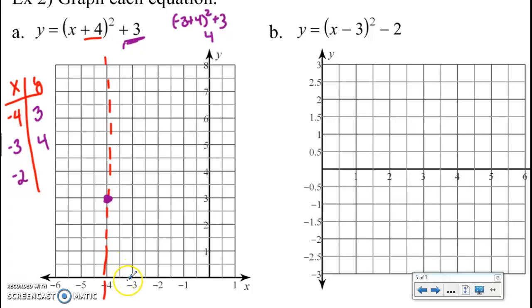Okay, type that in your calculator. Make sure you understand how I got that. Okay, then we're going to plug in -2. So (-2 plus 4) squared plus 3, that negative should be on the inside, gives me 7. Okay, now if I reflect those across the other direction, I have a point here and a point here. There's my parabola.